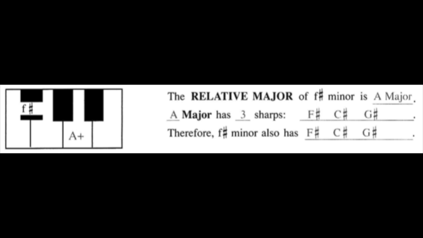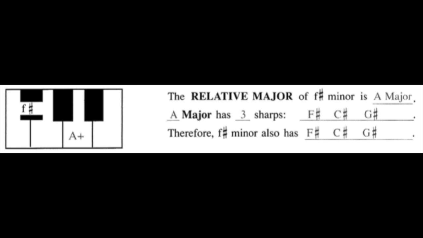Next we're going to jump into some exercises. The first one says, find the relative major key for each minor key shown on the keyboard below. Name the sharps of the key signature shared by both keys. So they show you this example here of F sharp and A major. Even though this book does have that plus, stay away from the plus, because the plus means something else.